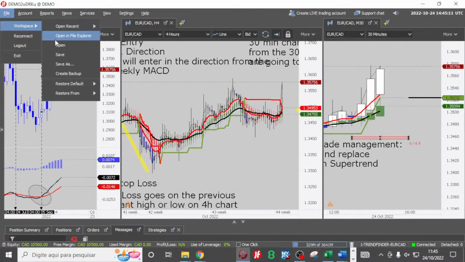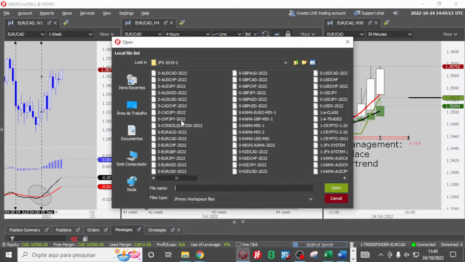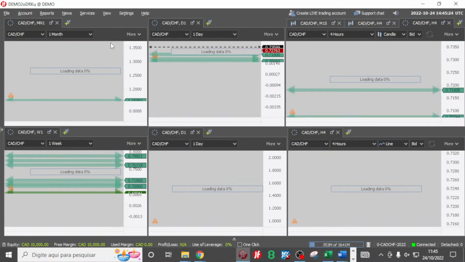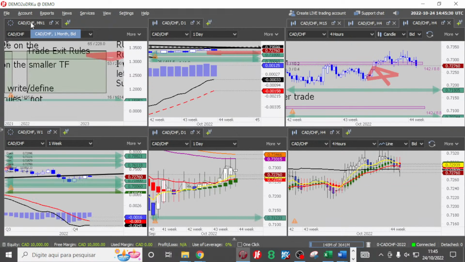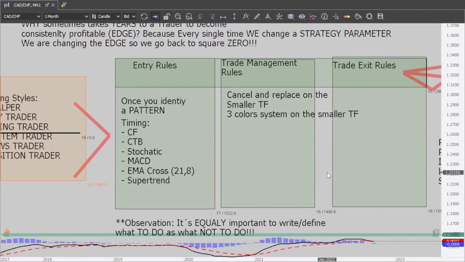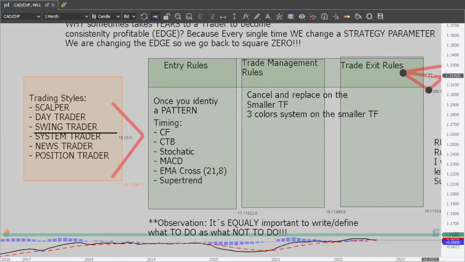Okay, so let's get back to the initial slide. Canada CHF. Give me a second. Canada CHF. Okay, there is no right or wrong, everybody. It's up to you.